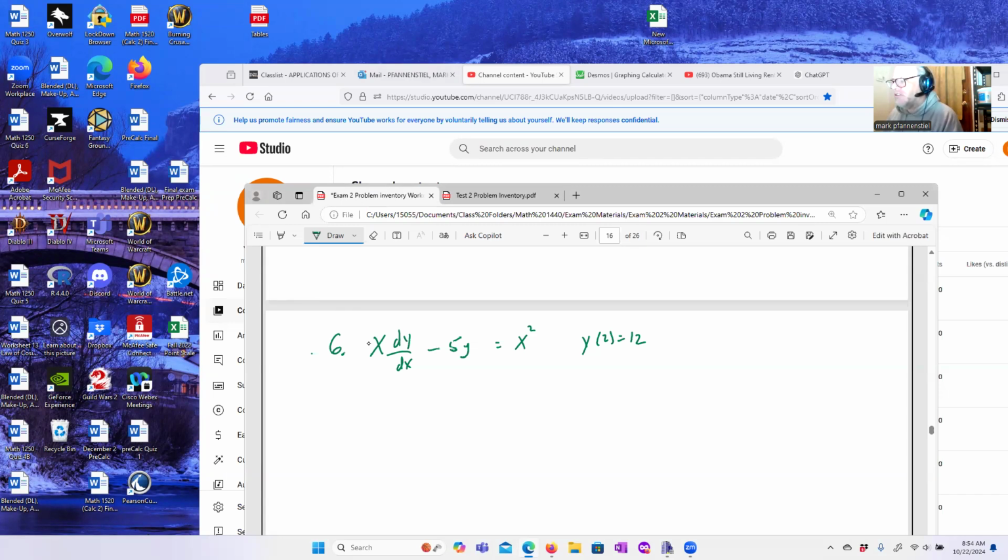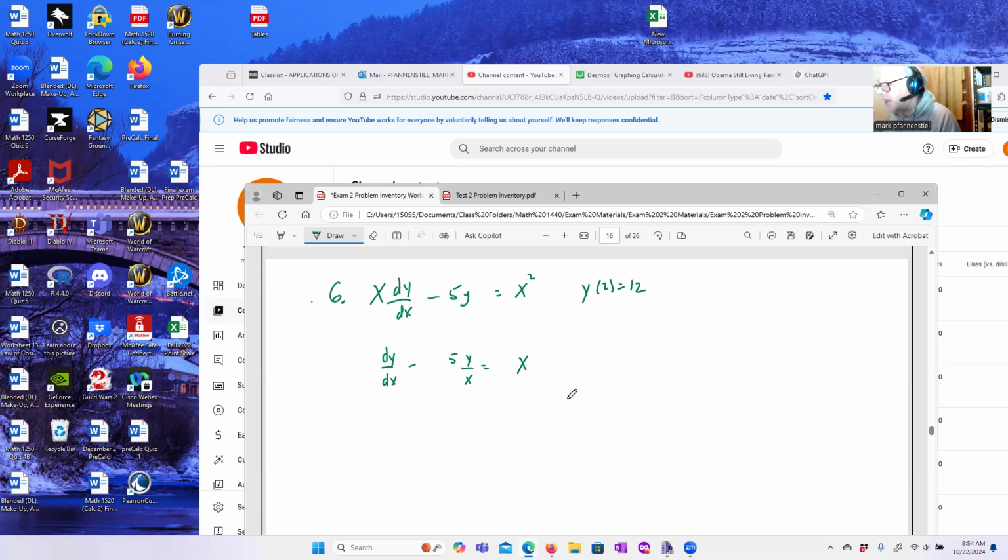The first thing you want to do is clean off the dy/dx. This has to be by itself to be in proper form. So we're going to say dy/dx minus 5y over x is equal to, we divided everybody by x, this is just equal to x now. We just divided everything by x.